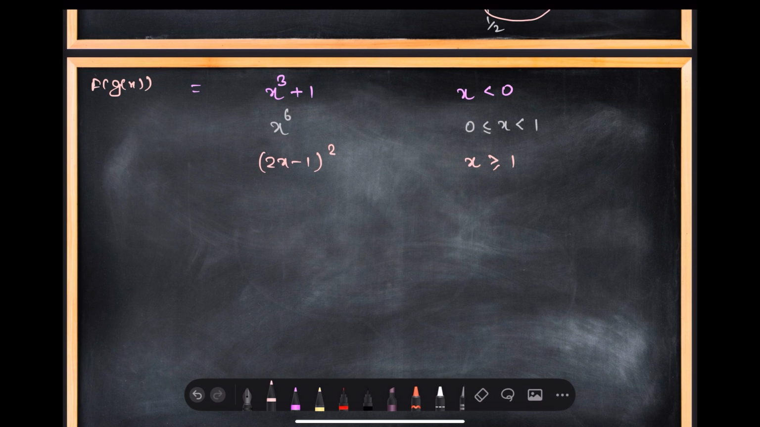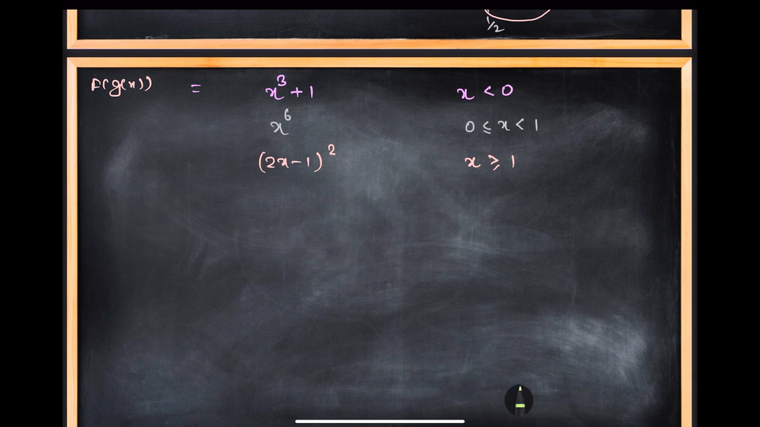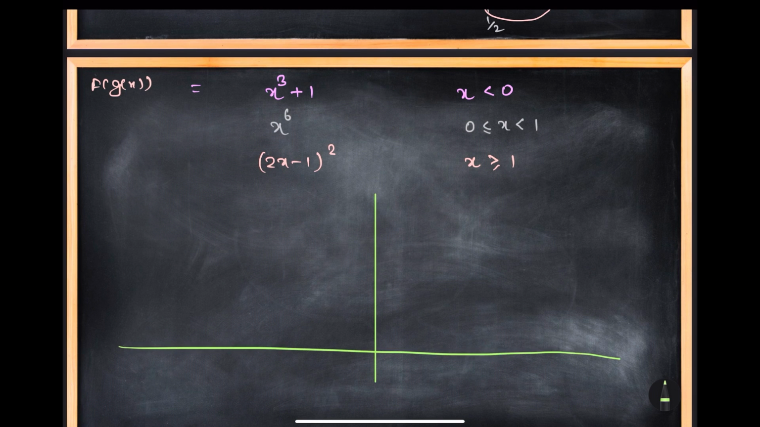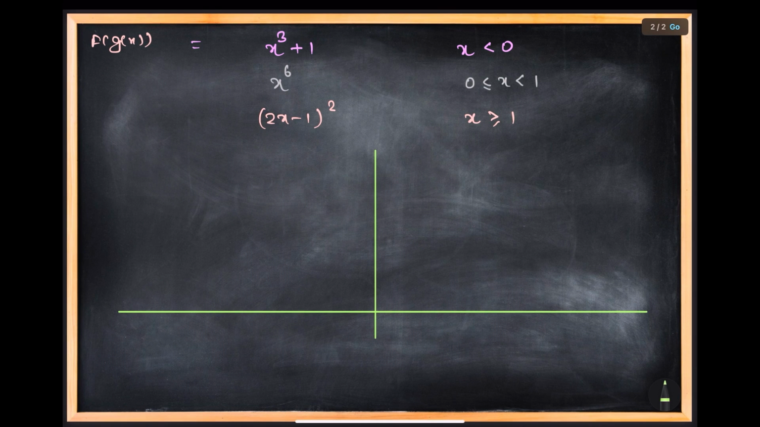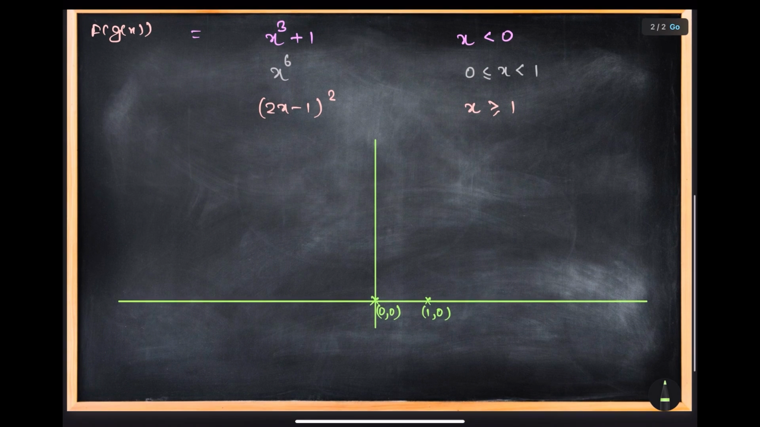Now let's try to draw the graph of the given function so that we can talk about its domain and range. So what is the critical point? It is 0, it is 1, 1 comma 0, 0 comma 0, and the second point is also 1. Now be super slow. And if you observe this function, this is a strictly increasing function.